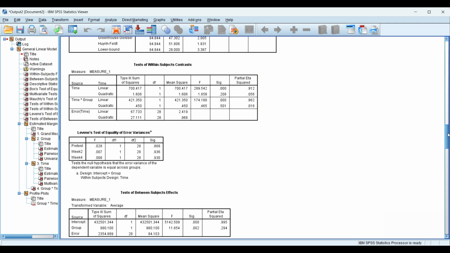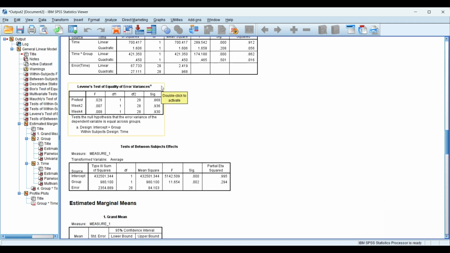So now we come to the Levene test of equality of error variance. The Levene test is not significant, and you can see the p-values for pre-test, week 2 and week 4 are not significant because all values are higher than 0.05. So it means the assumption of homogeneity of variance was satisfied at all measurement occasions, and we can do the further analysis because our assumption of homogeneity is met.